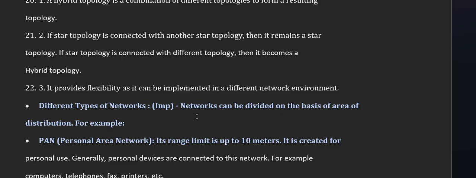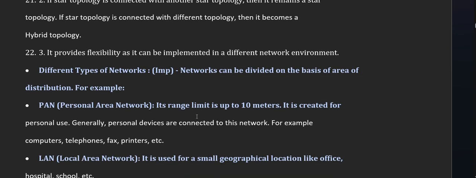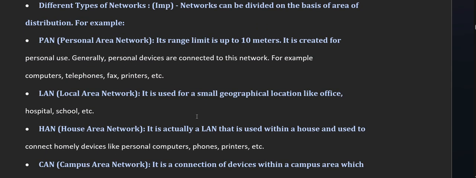So PAN is a personal area network that has a range of up to 10 meters, and it is created for personal use. Generally physical personal devices are connected to the network, for example computers, telephones, fax, printers. And local area network, LAN, is commonly used for small geographical locations like hospital, office, school. And HAN, house area network, is actually a LAN that is used within a house, connecting homely devices like personal computers, phones, printers, etc.